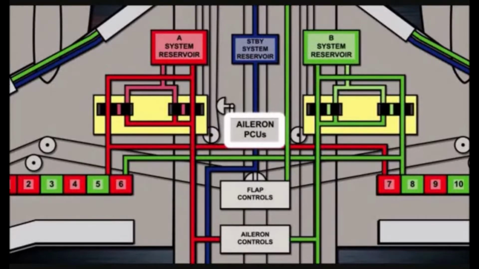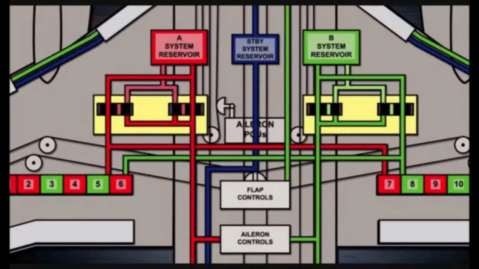The aileron PCUs ensure that the ailerons are movable under any condition. Under normal operation, each hydraulic system controls a single aileron. In case of a hydraulic system failure, the working system may control both ailerons. In case of a total hydraulic failure, ailerons are still controllable mechanically. This condition is known as manual reversion.